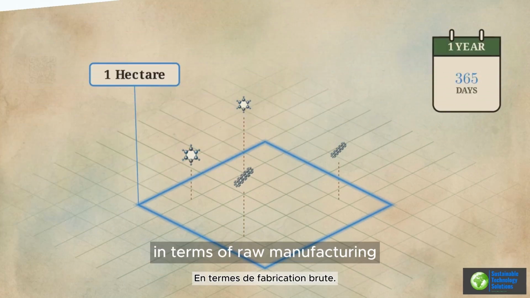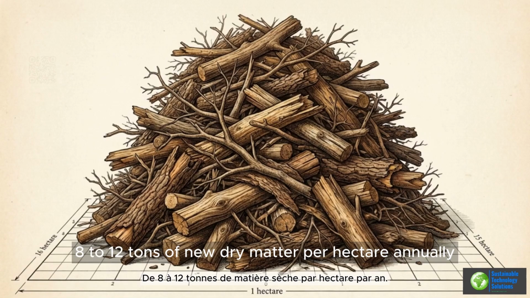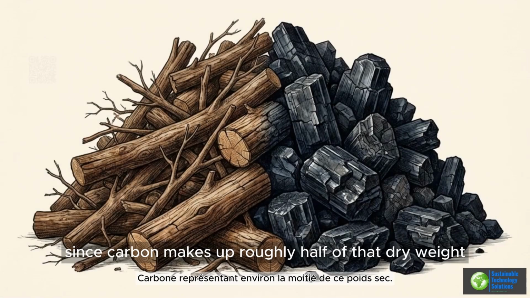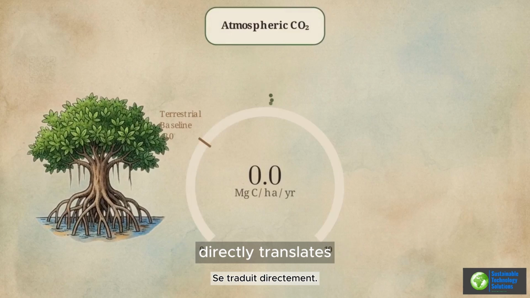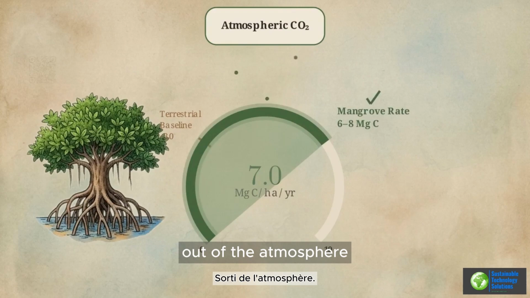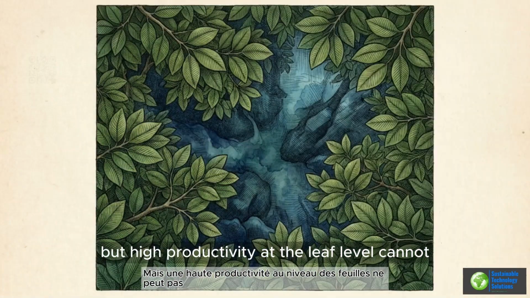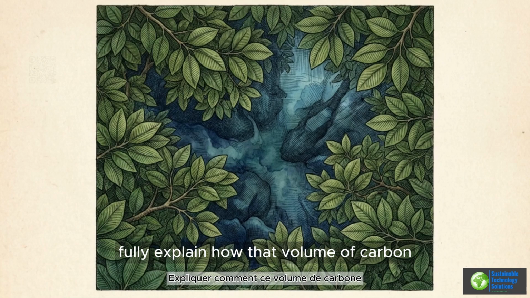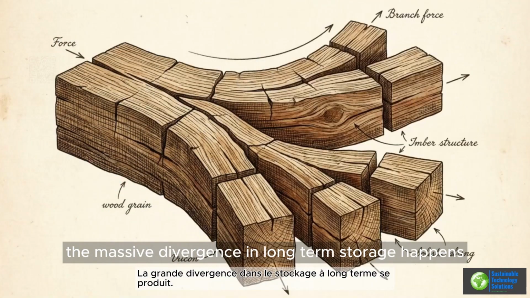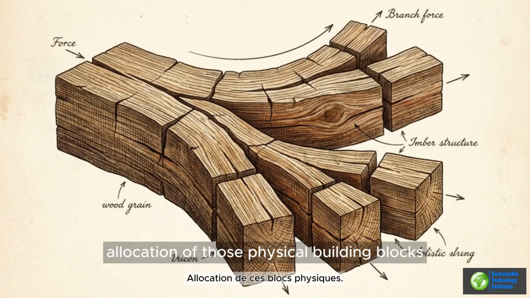year. In terms of raw manufacturing, the mangrove system generates 8 to 12 tons of new dry matter per hectare annually. Since carbon makes up roughly half of that dry weight, this biological production directly translates into capturing between 6 to 8 megagrams of carbon out of the atmosphere. That is a highly efficient biological engine. But high productivity at the leaf level cannot fully explain how that volume of carbon becomes permanently locked away. The massive divergence in long-term storage happens at the next step, the strategic allocation of those physical building blocks.